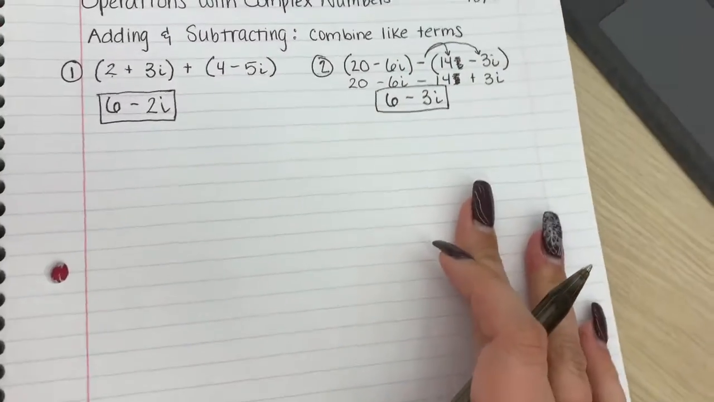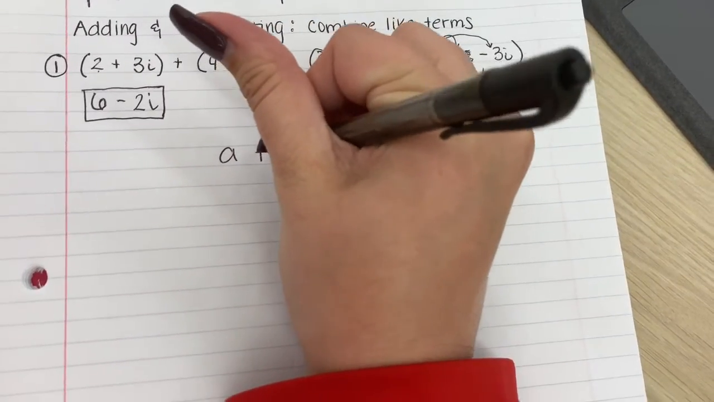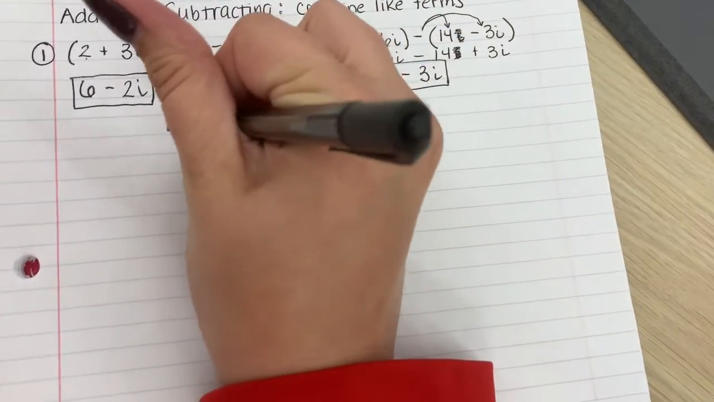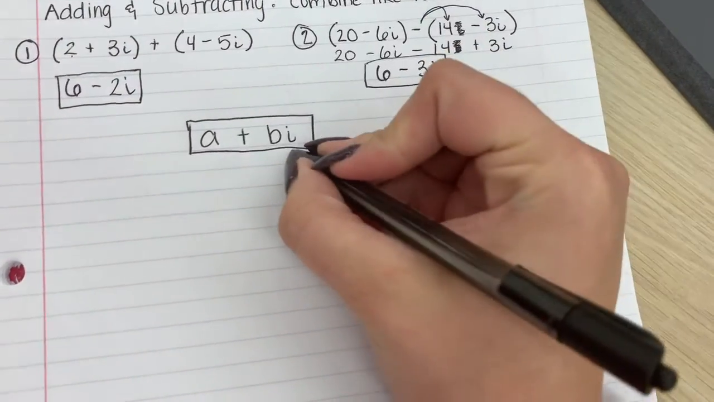When you normally write polynomials, you put your variable terms first, but when you're writing these complex numbers, you put those i's at the end. Your real numbers go first and your imaginary numbers go second.